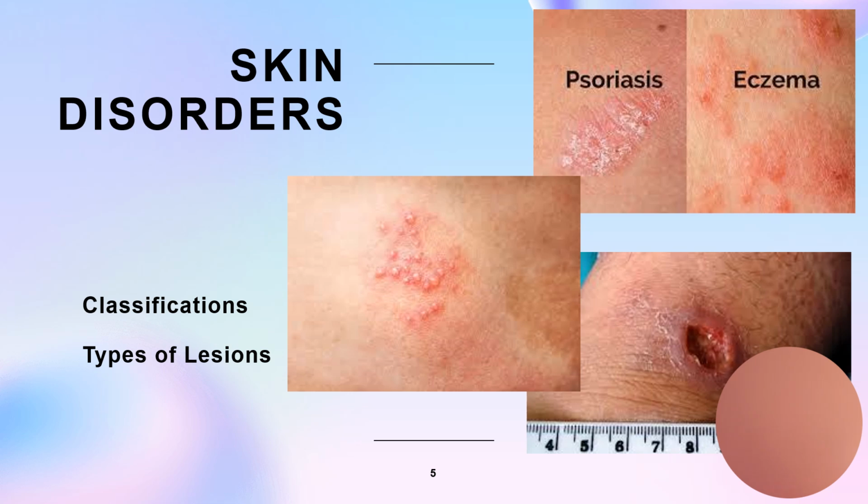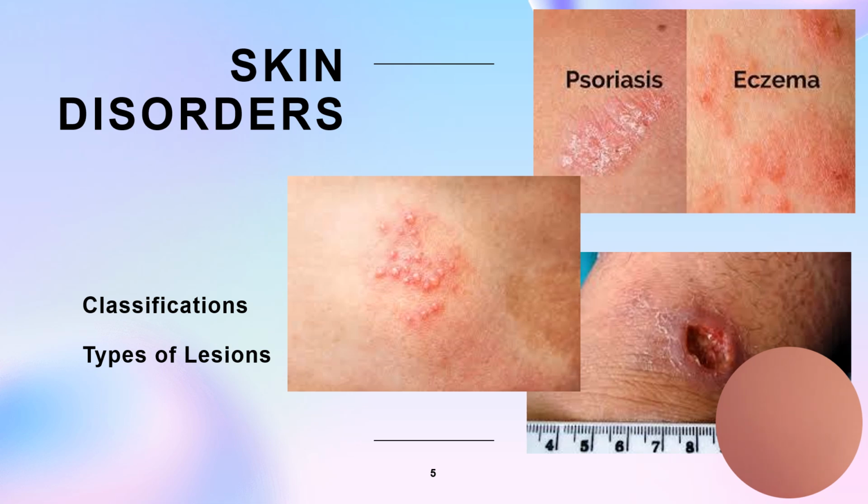Wounds are classified in a variety of ways with incision, contusion, abrasion, laceration, puncture, penetration, avulsion, chemical, thermal, irradiation, pressure injury, venous ulcers, arterial ulcers, and diabetic ulcers.